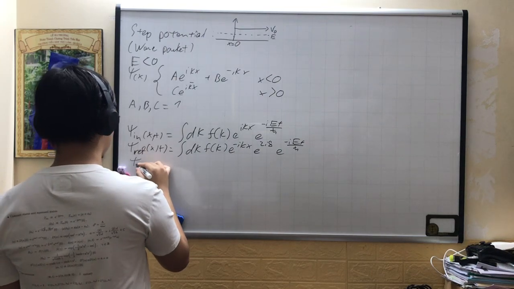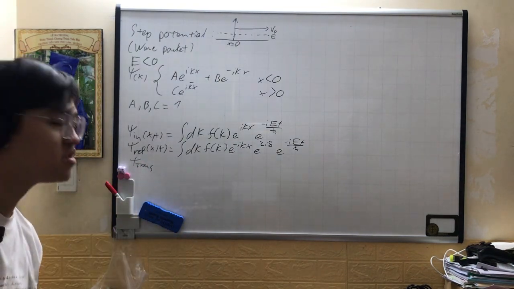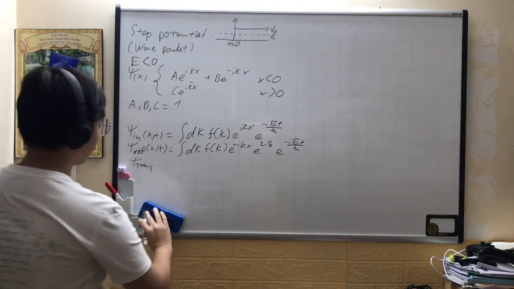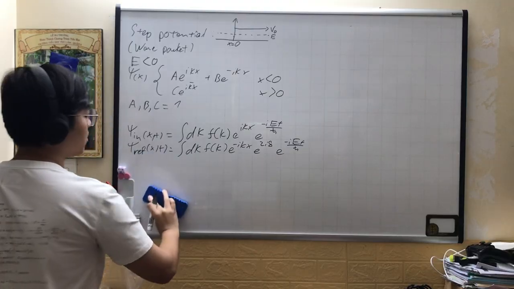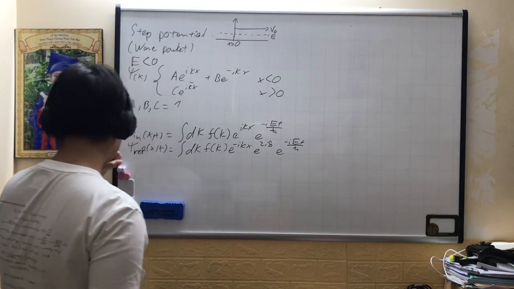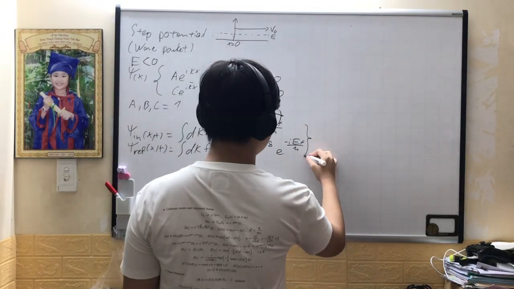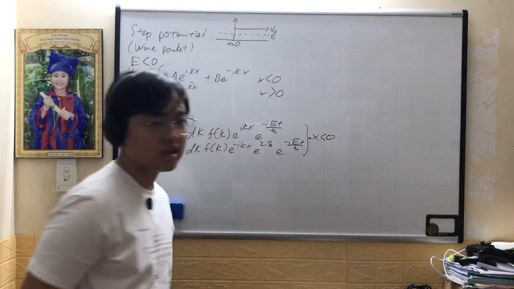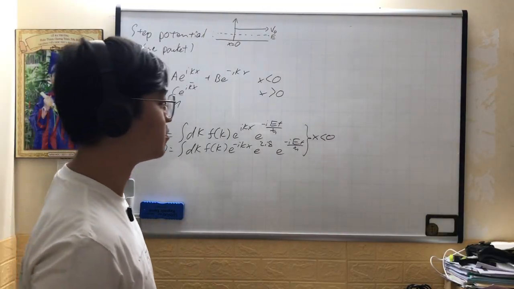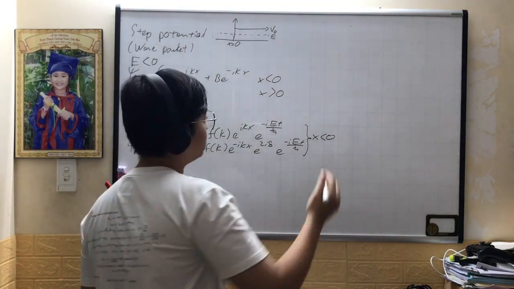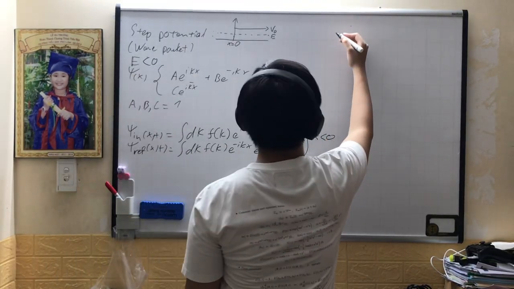And next is our transmitted wave, which doesn't exist. So this guy doesn't exist. So we only have to deal with the part where x is less than 0 this time. So both of these are in the region x less than 0. So we're gonna jump straight into our stationary phase approximation. So let's start from here.